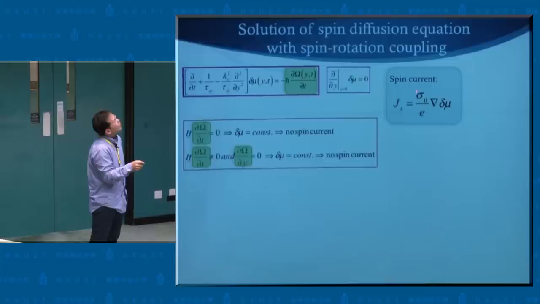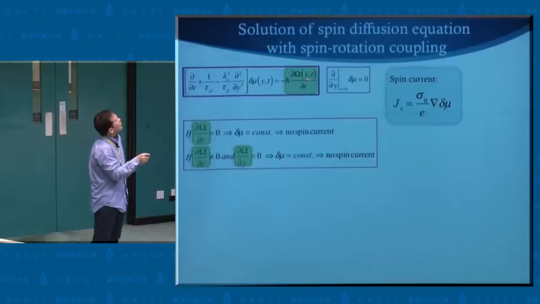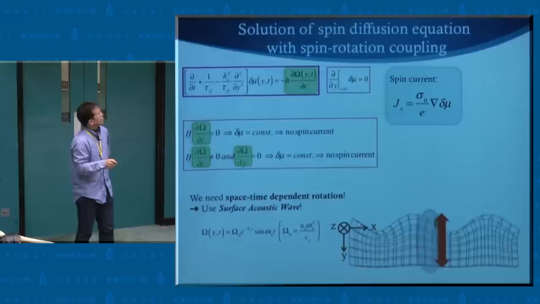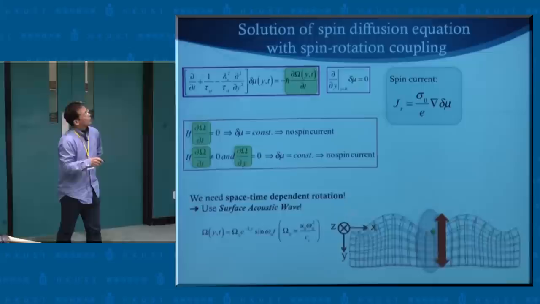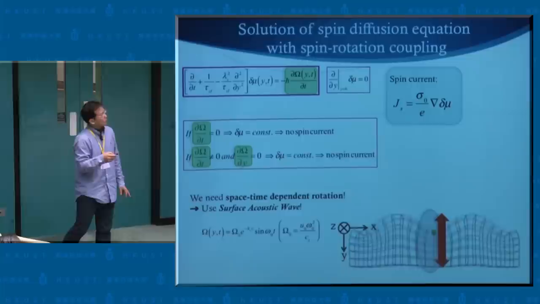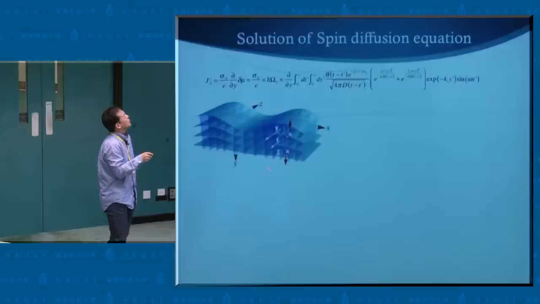To obtain the spin current from the mechanical motion, we operate the time derivative and the gradient on the rotation. So we need the space-time dependent rotation. This is why I use the surface acoustic wave, which drives the space-time dependent mechanical rotation. And this is a snapshot of the spin current induced by the surface acoustic wave.